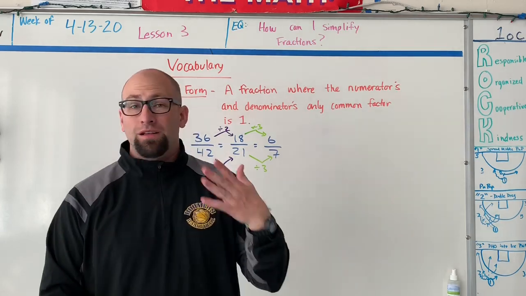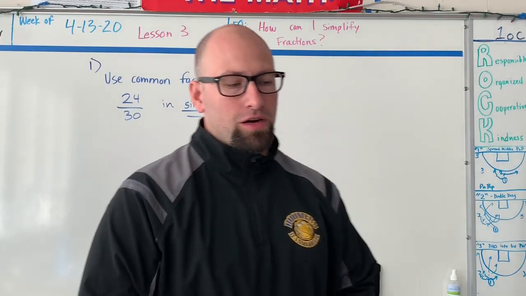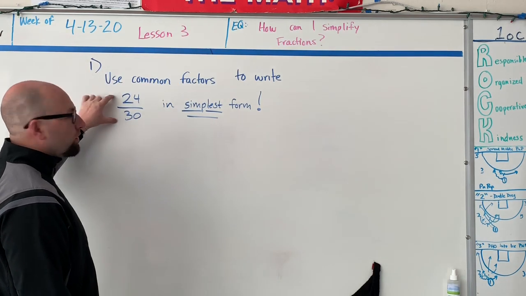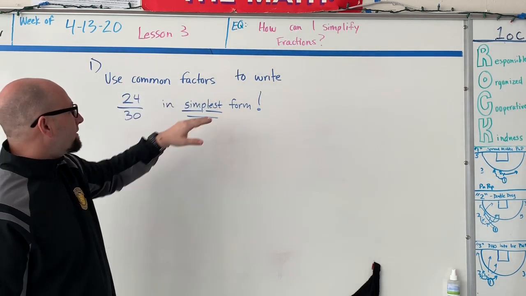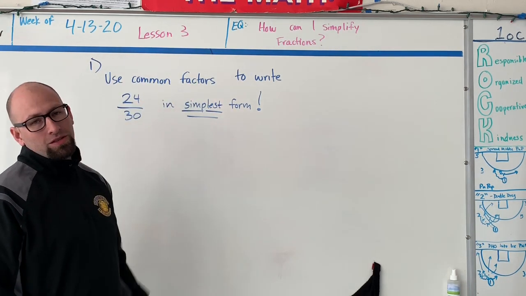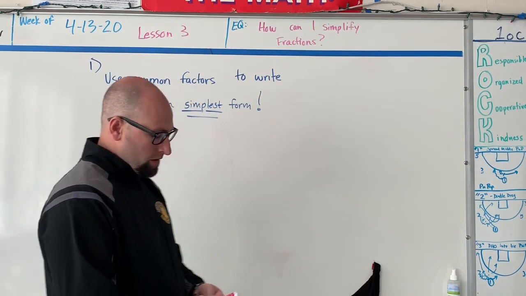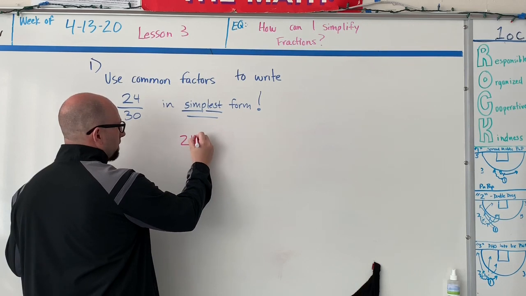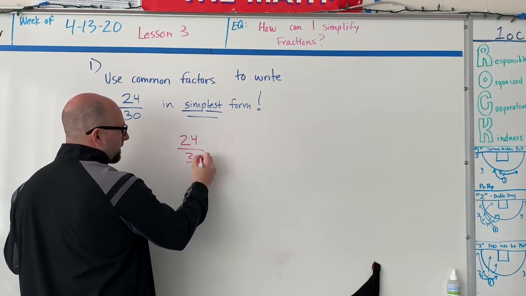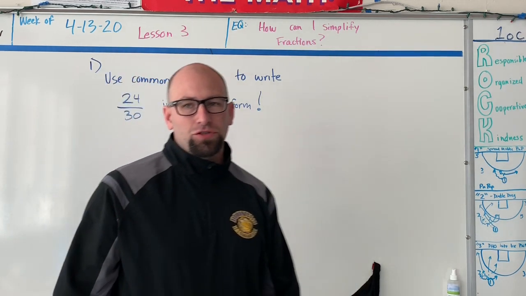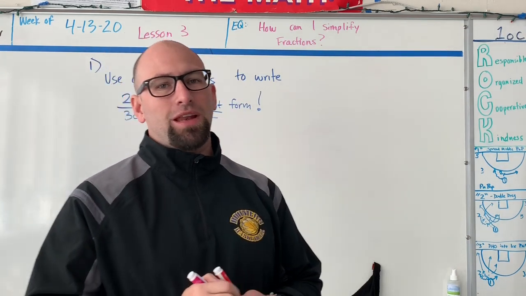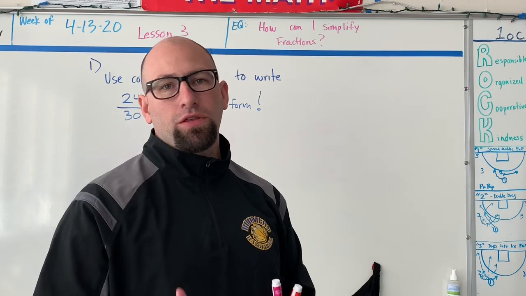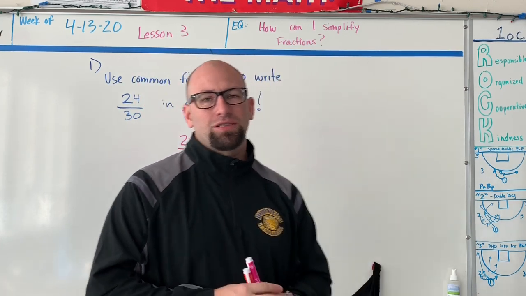How did we get there? That's what we're going to go over. Here we are. What we're trying to do is take 24 over 30, and use common factors to write it in simplest form. So we're just trying to simplify the fraction. So the first thing I do is I'll write that out, 24 over 30, okay? And then I just see, first of all, what's the easiest number that I can divide by to simplify it, to boil it down? So I think of 2, 3, maybe 5, those types of numbers.